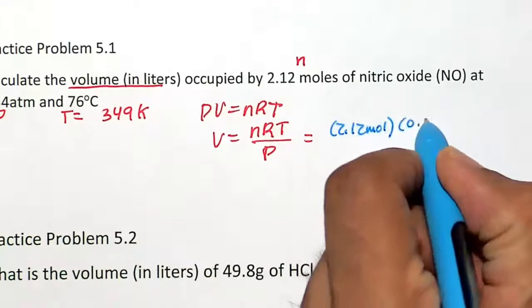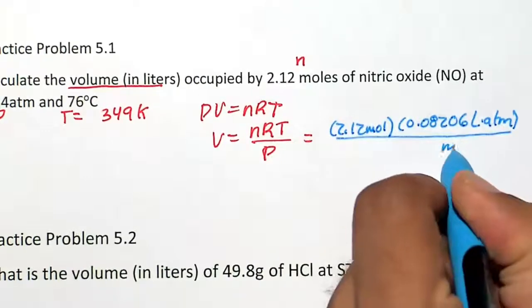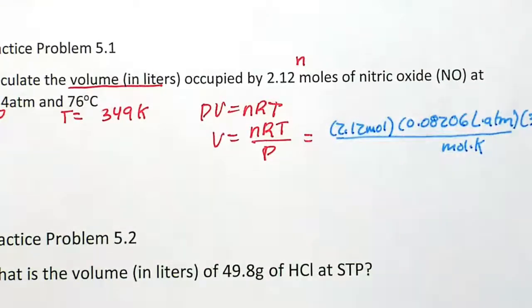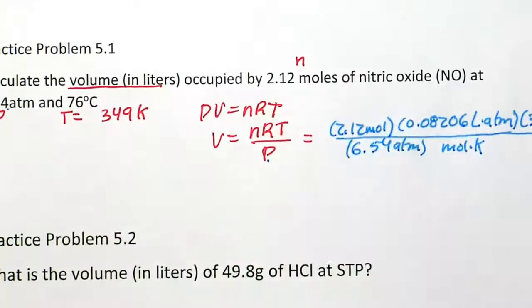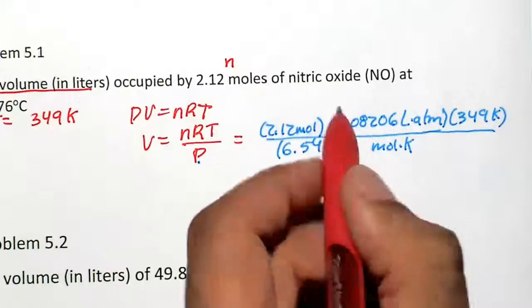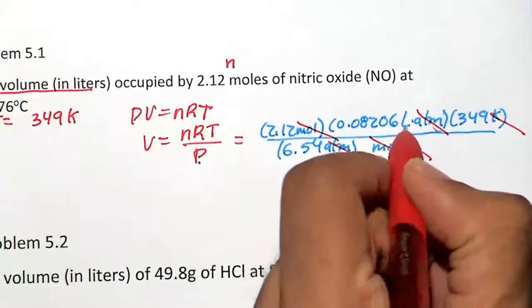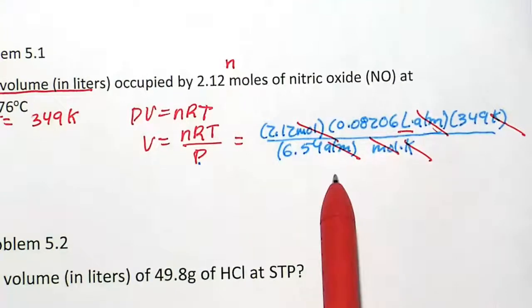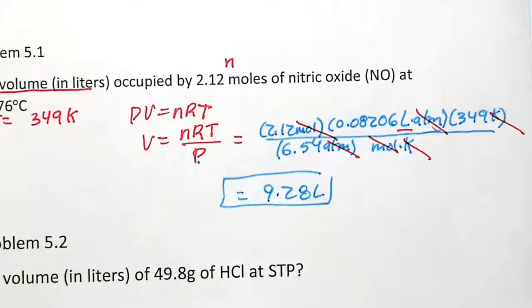R is the universal gas constant, 0.08206 liter atmospheres per mole Kelvin. And then T has to be in Kelvin, so that's 349 Kelvin. Divide that by P, and P is 6.54 atmospheres. Checking our cancellation of units, atmospheres and atmospheres cancel, Kelvin and Kelvin cancel, mole and mole cancel. We're left with liters. So 2.12 times 0.08206 times 349 divided by 6.54 will yield 9.28 liters. You have everything here to just plug straight into the ideal gas law.